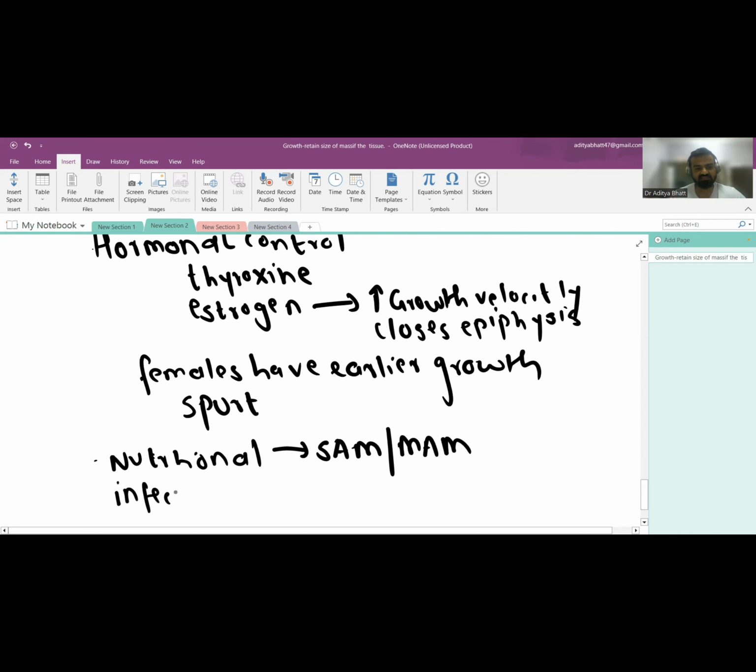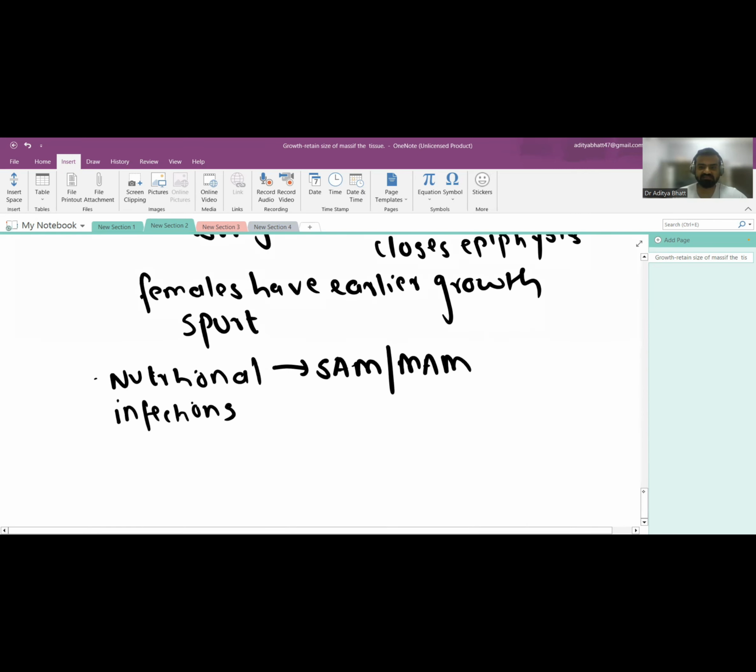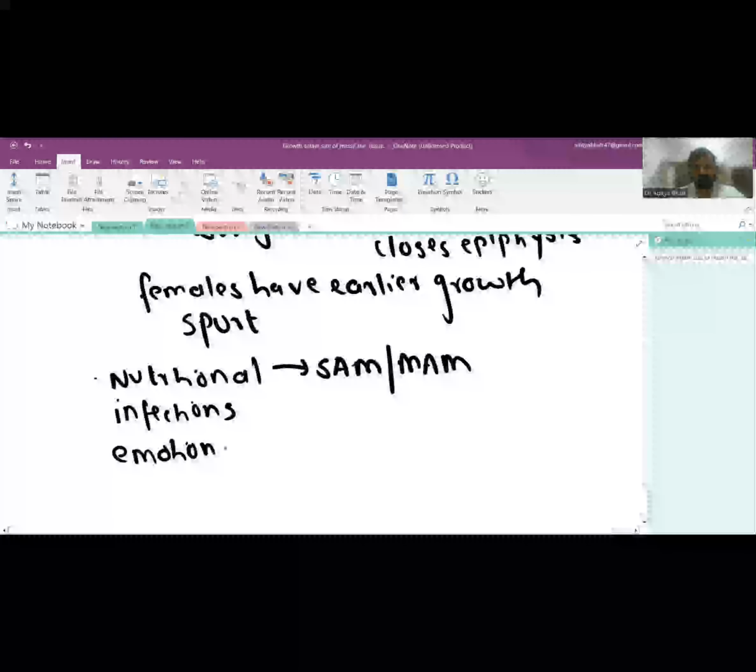Recurrent infections, again, influence growth. Recurrent infection always influences growth. Emotional trauma is also a very important and now widely recognized cause of growth failure. Then chronic steroid use and chronic inflammatory conditions.